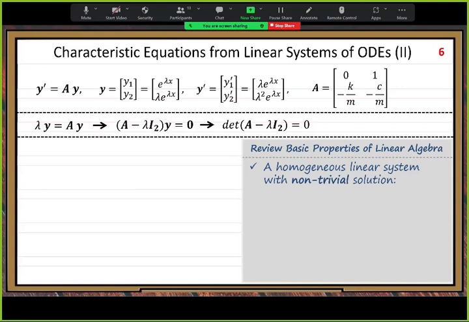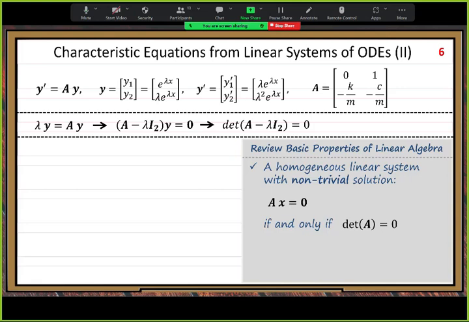First, look at it. A homogeneous linear system with a non-trivial solution. So this is a homogeneous linear system, right? With a non-trivial solution. So the condition is satisfied. Then the conclusion: a homogeneous system has a non-trivial solution if and only if the determinant of A equals 0.